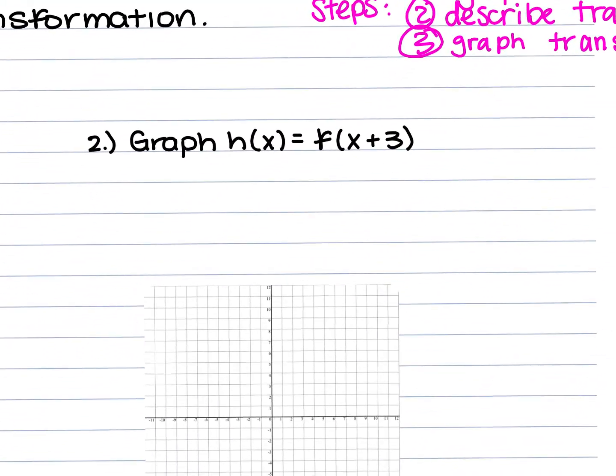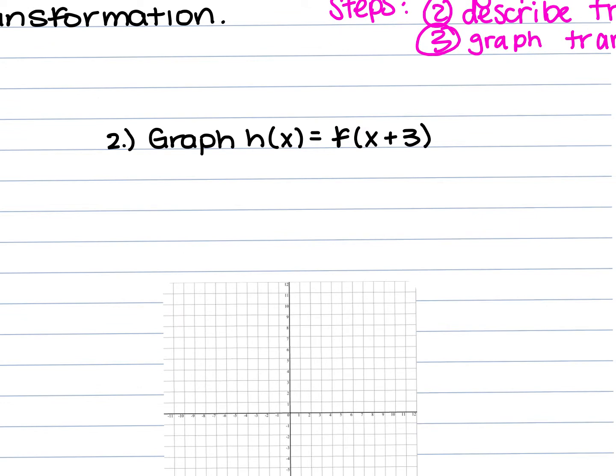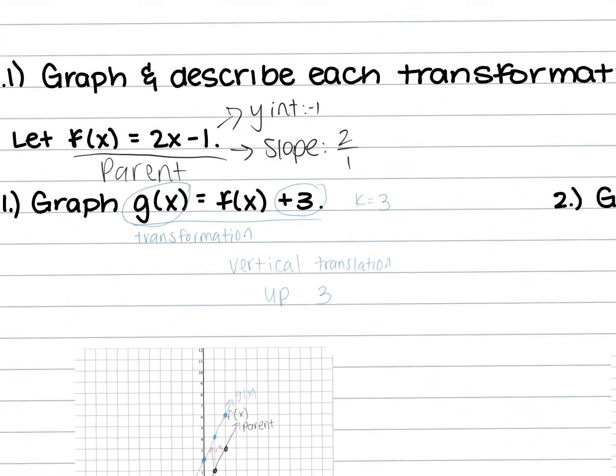So in number 2, the parent function is the exact same guy. So just copy the black graph and copy him again. Remember, parent functions are going to be in black today, okay? So it's still 2x minus 1. Start at -1, go up 2 to the right 1, up 2 to the right 1. This is still our parent function. And we label him f of x, and we're going to put the word parent.